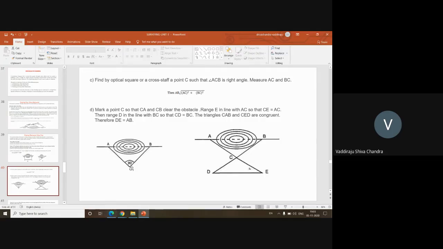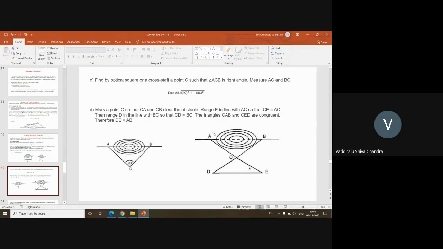This is one more technique where there is an obstruction. I'm dropping a perpendicular from A to C, and from B to C also I'm dropping a perpendicular. So this unknown AB can be measured indirectly because I'm measuring AC and BC. By using these two lengths, I can measure AB.